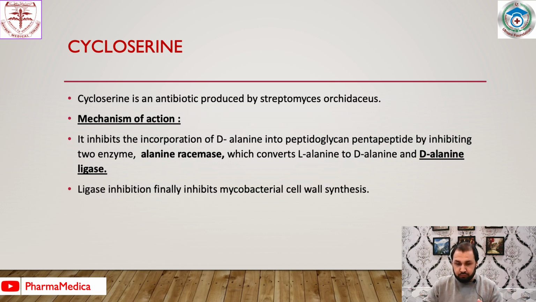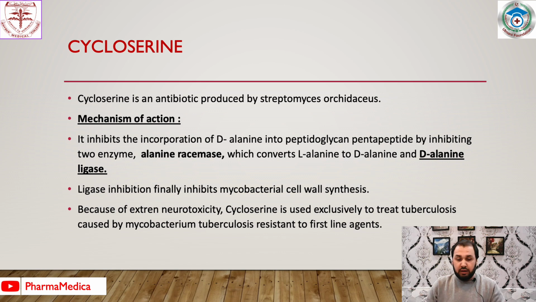These two enzymes basically block the building of the peptidoglycan. The building blocks of the peptidoglycan are D-alanine and D-alanine. They bind to each other, make lengthy layers one by one, and so make the peptidoglycan stronger. So by blocking these two enzymes, alanine racemase and D-alanine ligase, it inhibits the mycobacterial cell wall, and thus it kills the microorganism, especially the mycobacteria.